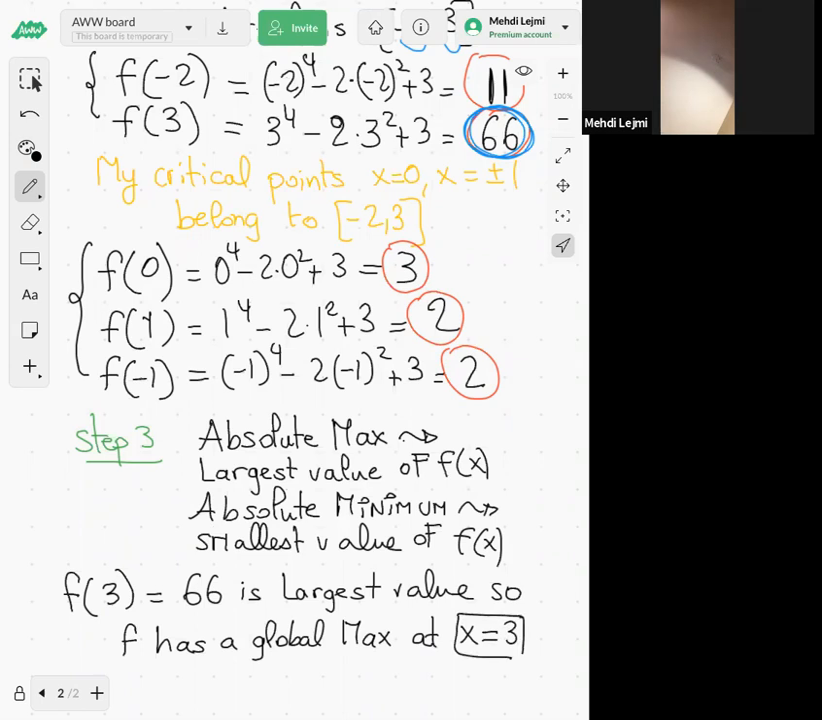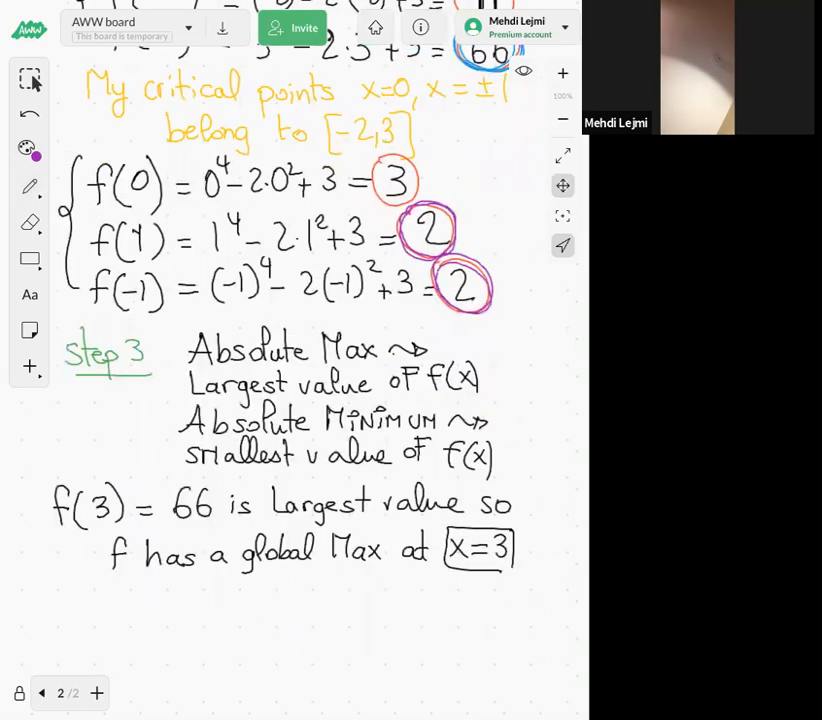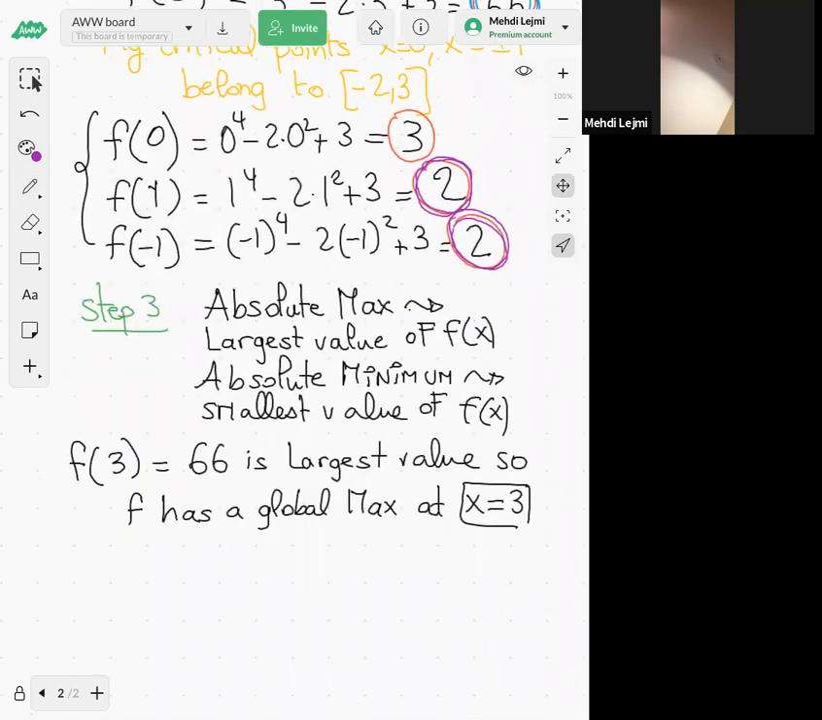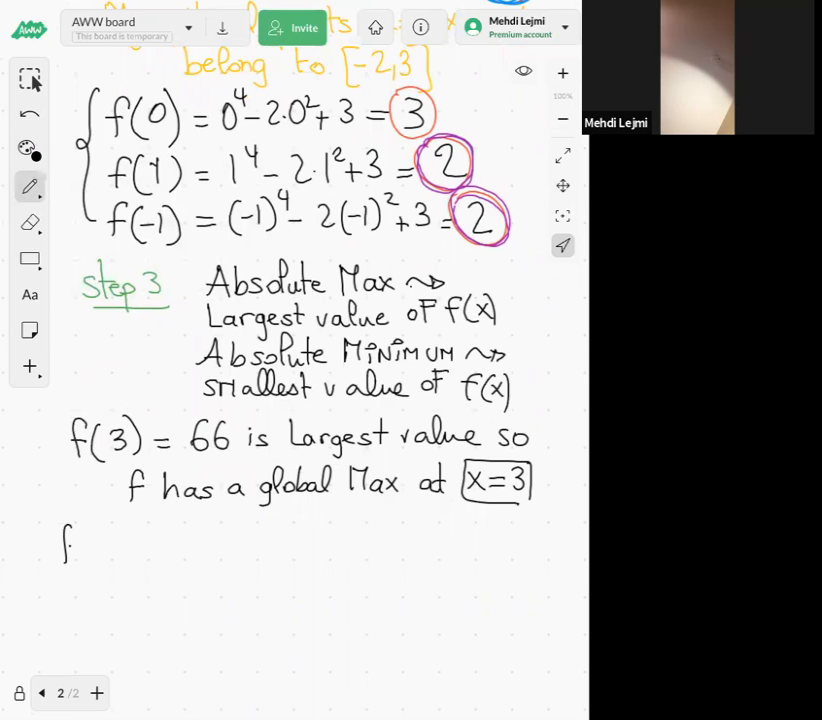Okay, now what will be the smallest value? If you compare the values I got in step 2, the smallest values, well, we have two of them, right? Here, 2 when my x is equal to 1, and also I get 2 when my x is equal to -1. So I got actually two absolute minimums. So f of 1 is equal to 2. f of -1 is also 2.